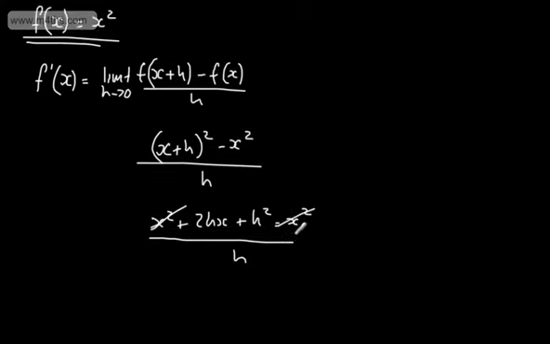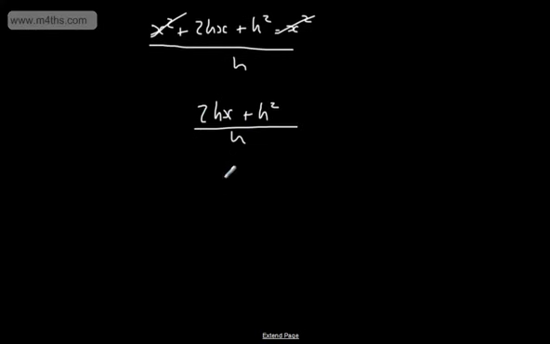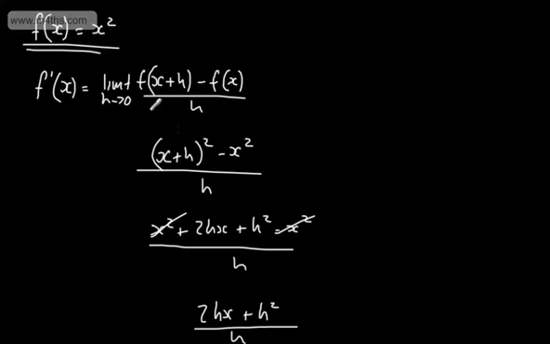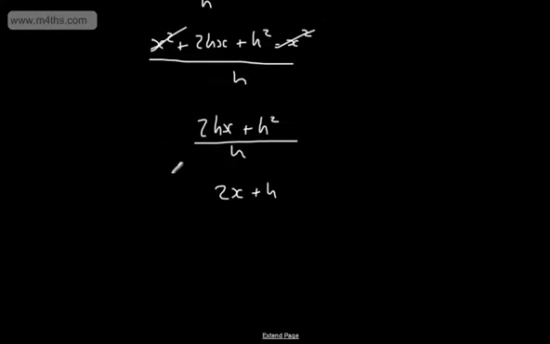That's going to give me 2hx, so 2hx plus h squared over h. At this stage now I can divide through by h. So that's going to give me 2x plus h over 1. Now we said that the derivative was the limit as h tends to 0. So that value of h gets incredibly small. It tends to 0, it won't be 0 as we can't divide by 0, but it will get very close. So that's now the limit that we have.